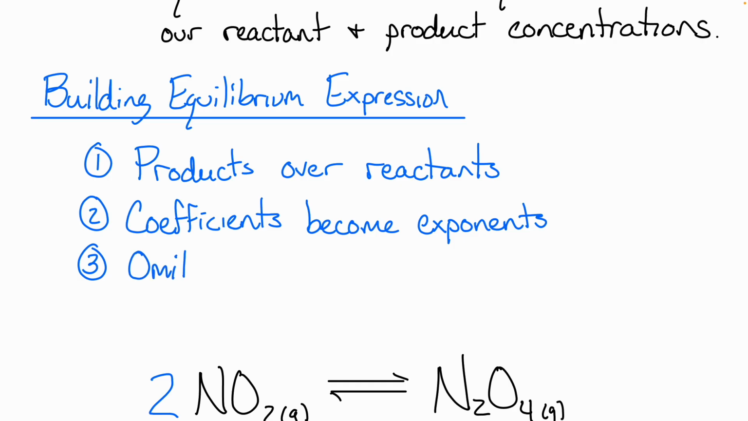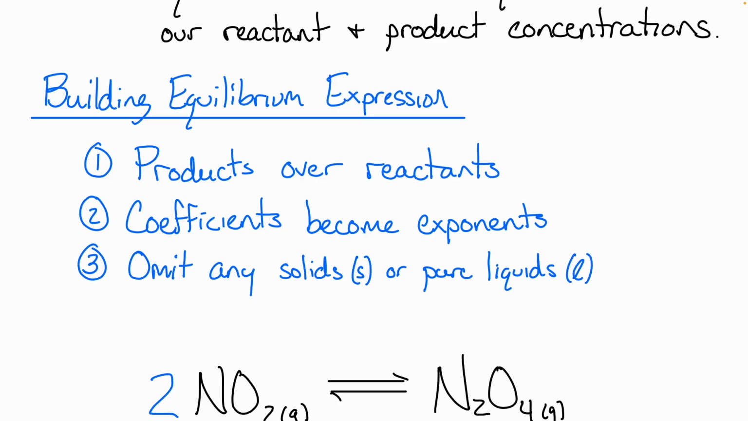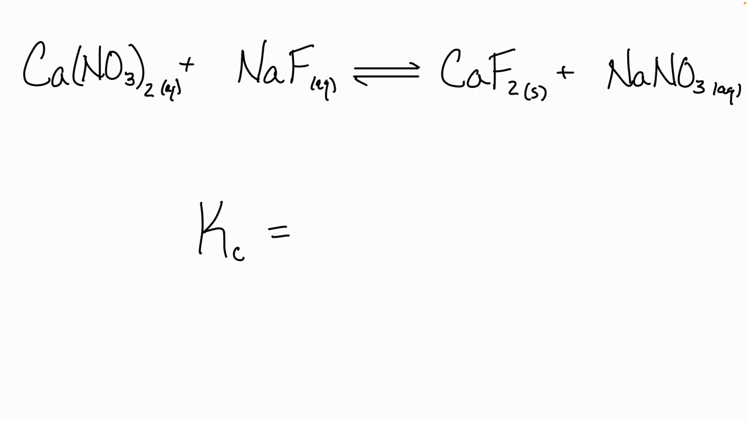So we're going to omit any solids or pure liquids. Solids would have that S designation. Our pure liquids have that L designation in our balanced chemical equation. So in this reaction here, what's not going to appear in my equilibrium expression at all? That calcium fluoride, right? That's just not going to appear in that equilibrium expression at all. These equilibrium values turn out to be completely independent of the amount of calcium fluoride that's in that reaction mixture. So take a second, balance this chemical equation, and give me my equilibrium expression.